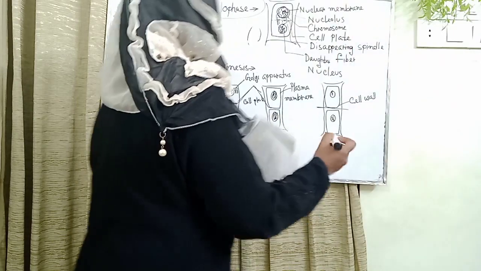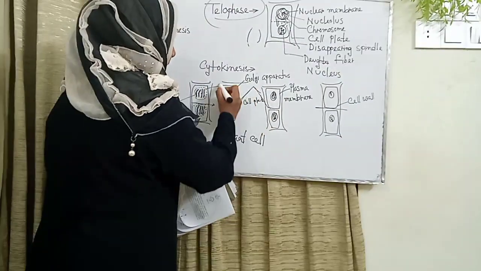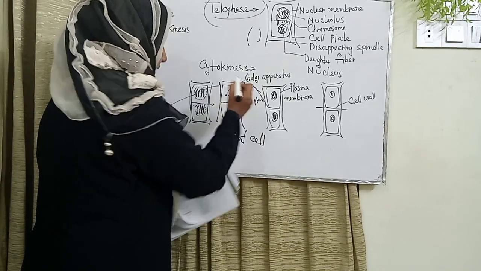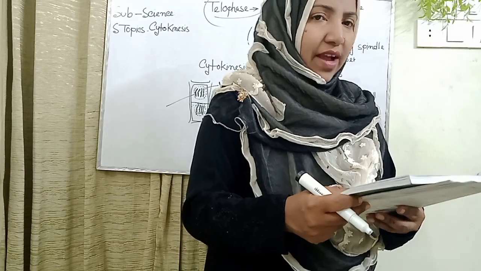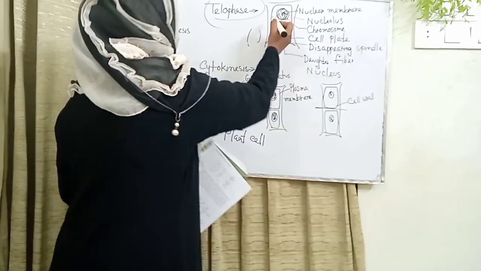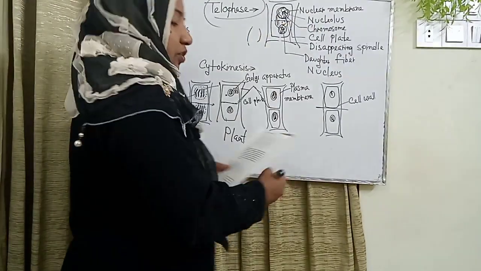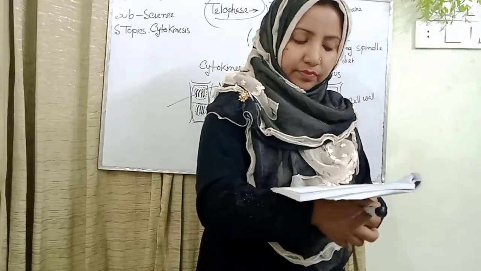Yes, this structure is the cell wall. Again, I just draw this structure, the cell wall, and finally the cell wall and the fibers. Here the fibers also disappear.